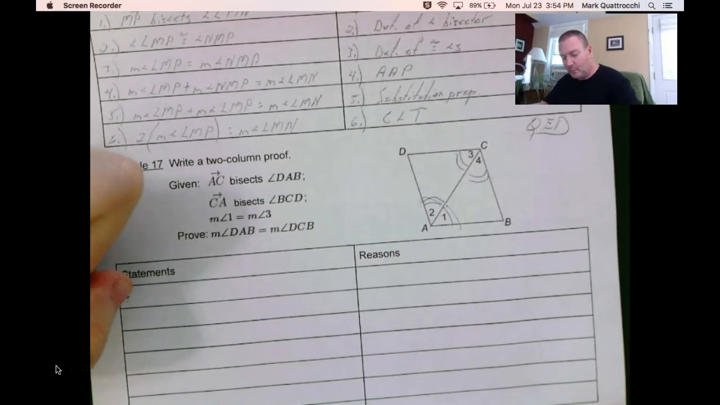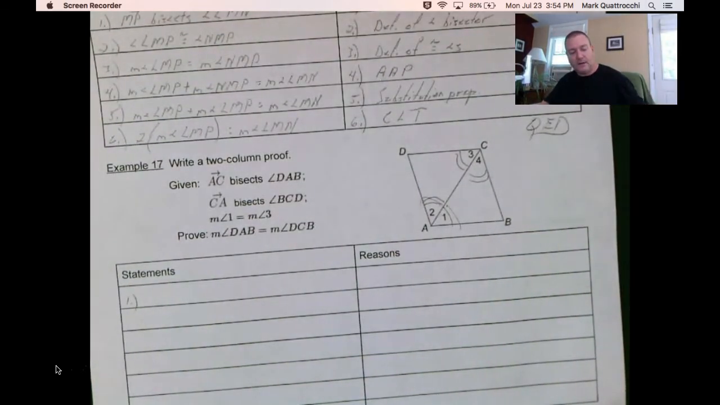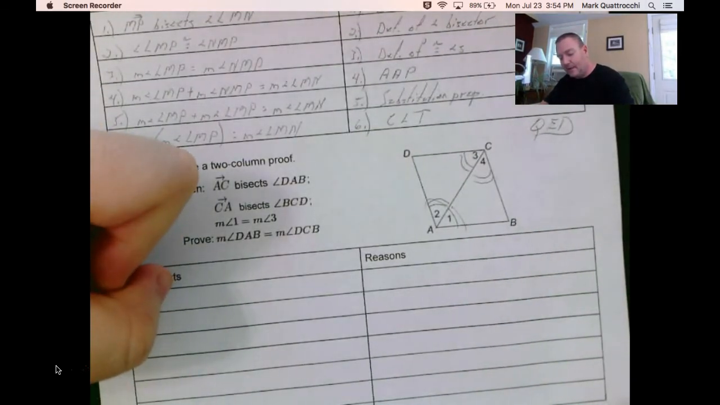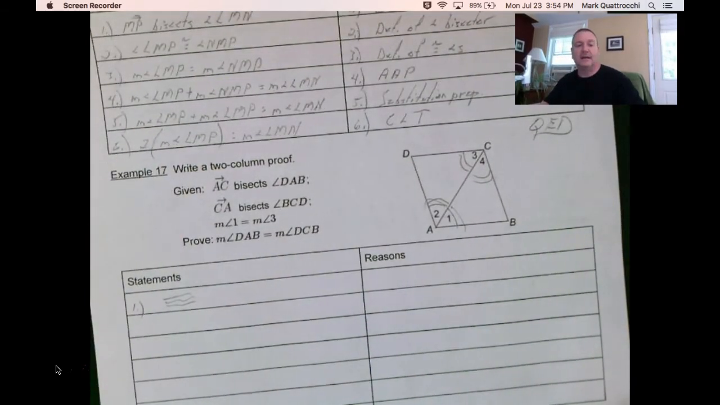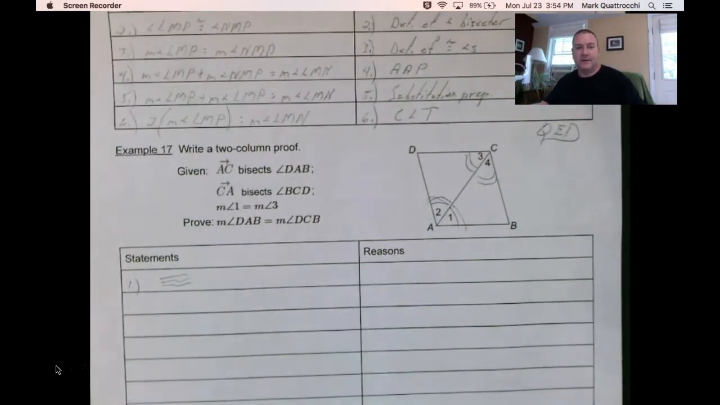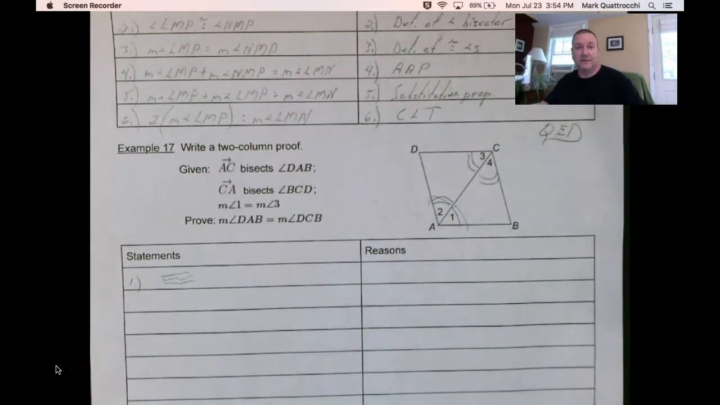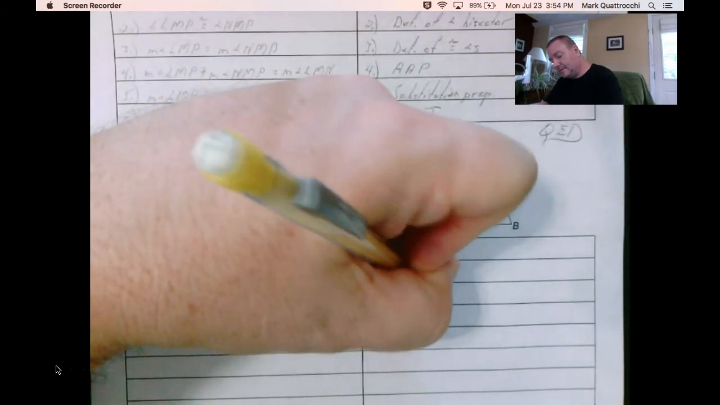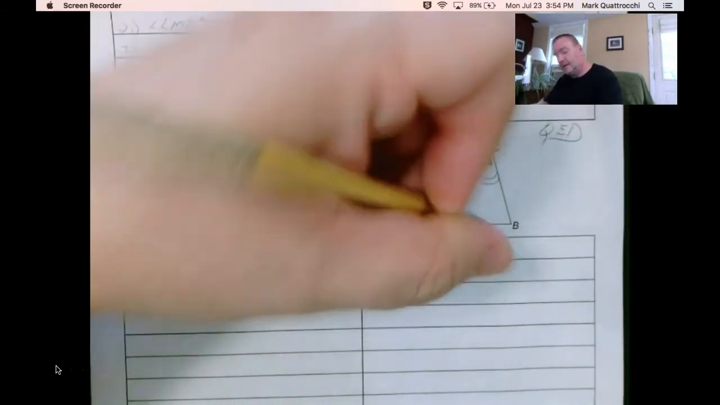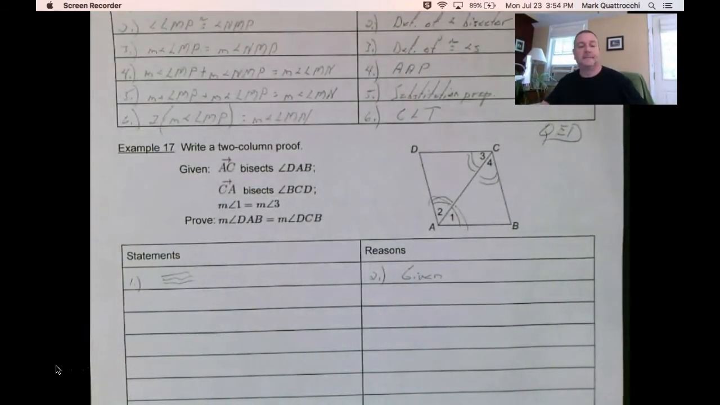Statement 1 is to rewrite all the given information. Now, I'm going to take a shortcut. You are not allowed to take this shortcut, but I have a college degree and I can do this. You can't. When you get a college degree, you can rewrite the given with just squigglies. This video is already long enough, so I'm going to put some squigglies in there.